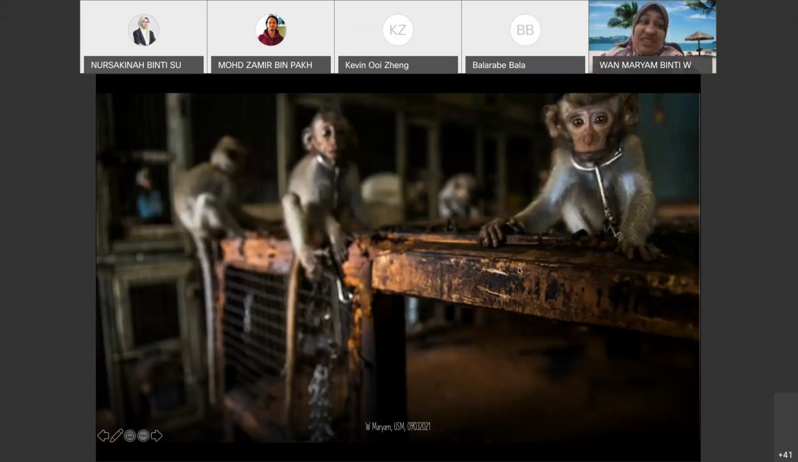Well, I just see a monkey, but okay. Good resolution. Focusing on what? Zati, focus kat mana tu? Chain on the monkeys. Okay, so you see chains. Someone sees chain on the monkeys. What else?